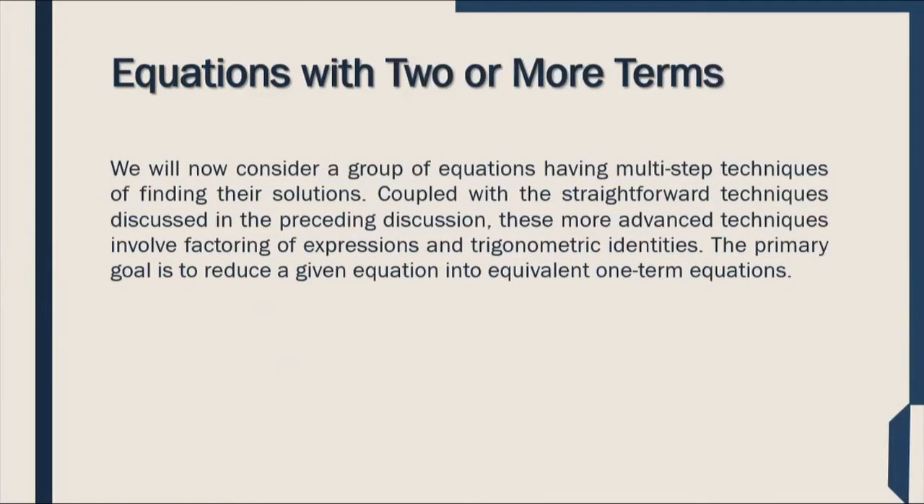Okay, equations with two or more terms. We will now consider a group of equations having multi-step techniques of finding their solutions, coupled with the straightforward techniques discussed in the preceding discussions. These more advanced techniques involve factoring of expressions and trigonometric identities. The primary goal is to reduce a given equation into equivalent one-term equations.